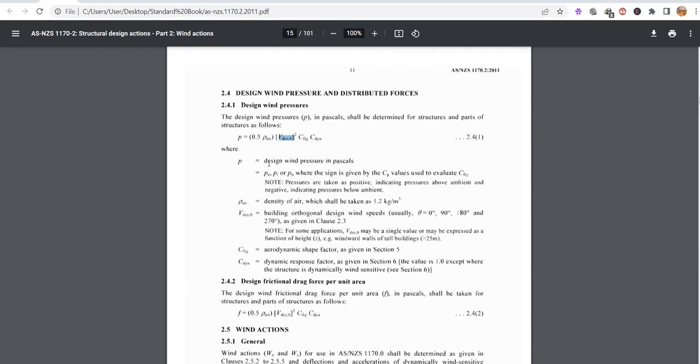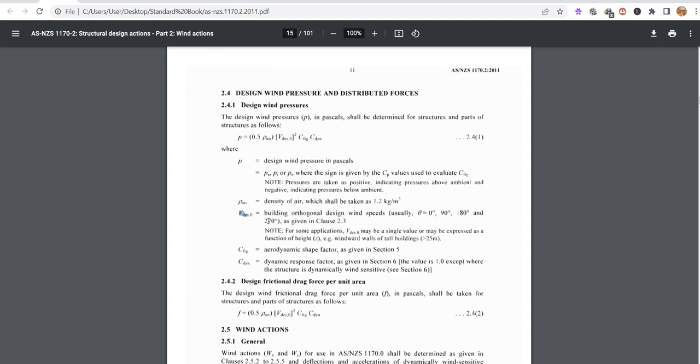So P is equal to the design wind pressure in pascals, and rho stands for the density of air, which is given as 1.2 kilograms per cubic meter. We're going to convert this kilogram into gram because the unit of pressure here is in pascal. So this gives us a value of 0.0012 gram per cubic meter.